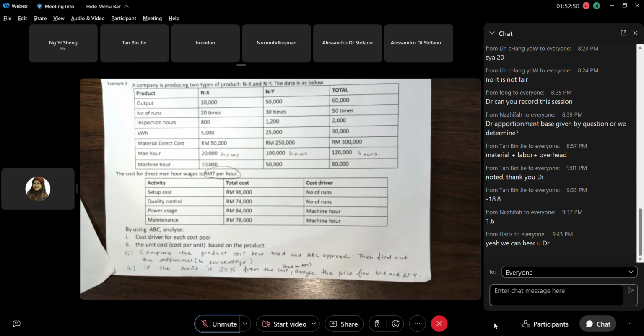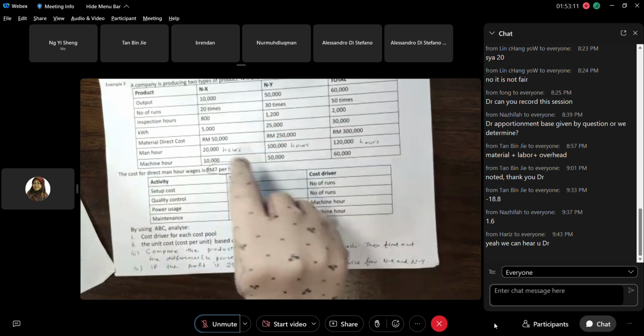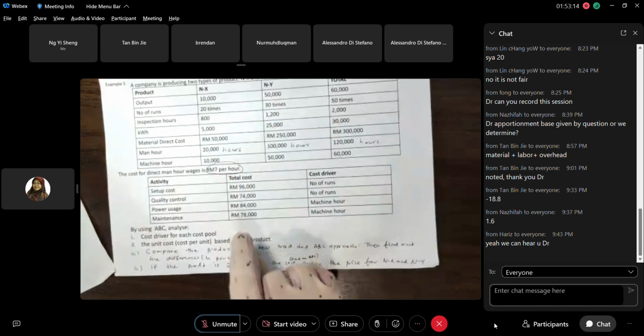What about materials? Do you need to do something or just take the numbers? Just take the number. Yes, very good. Just take the numbers because it is already in RM. And there is no RM per unit. So it is RM. So you just put the number 50,000 for X and 250 for Y. That's why I mentioned this one is very simple. And for the materials and labor, it is quite simple.